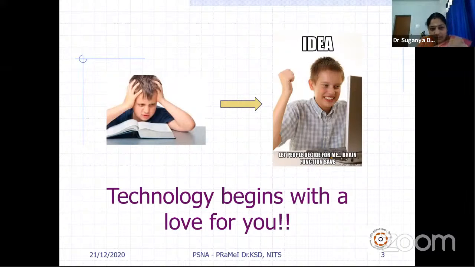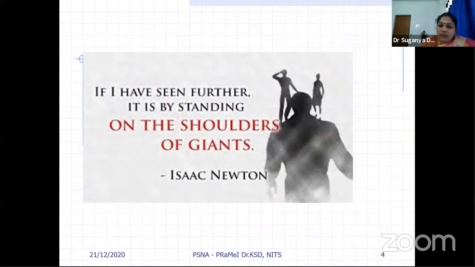Then only you can learn the things to our extent. Okay, so the technology begins with a love for you. And not only this, if you want to learn any technology or any subject, we need in-depth knowledge of it by having a proper literature. This is a very good saying of Isaac Newton: if I have seen further, it is by standing on the shoulders of giants.